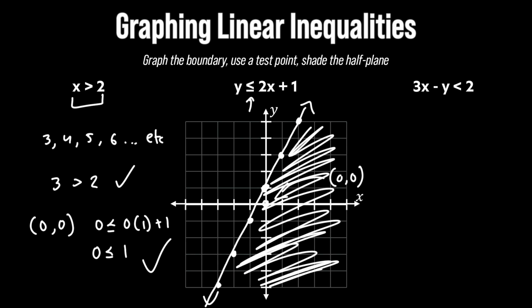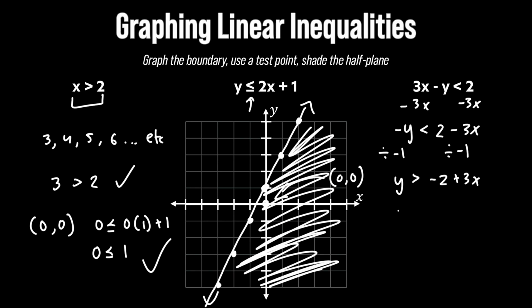We need to first transform this into slope-intercept form. So let's subtract 3x from both sides. So we're going to get negative y is less than 2 minus 3x. Now we need to divide by negative 1. And remember, the inequality is going to flip here. And we're going to get negative 2 plus 3x. So we're going to get y is greater than 3x minus 2.